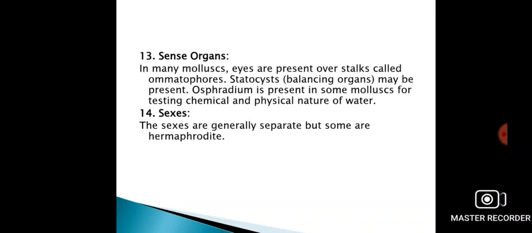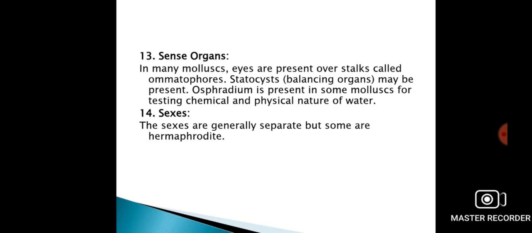Sense organs are well developed in case of molluscs. In many molluscs, eyes are present over stalks called ommatophore. Statocyst, an organ of balancing, is also well developed. Osphradium is also present in some molluscs, and Osphradium acts as a chemoreceptor. Osphradium detects the chemical and physical nature of the water.